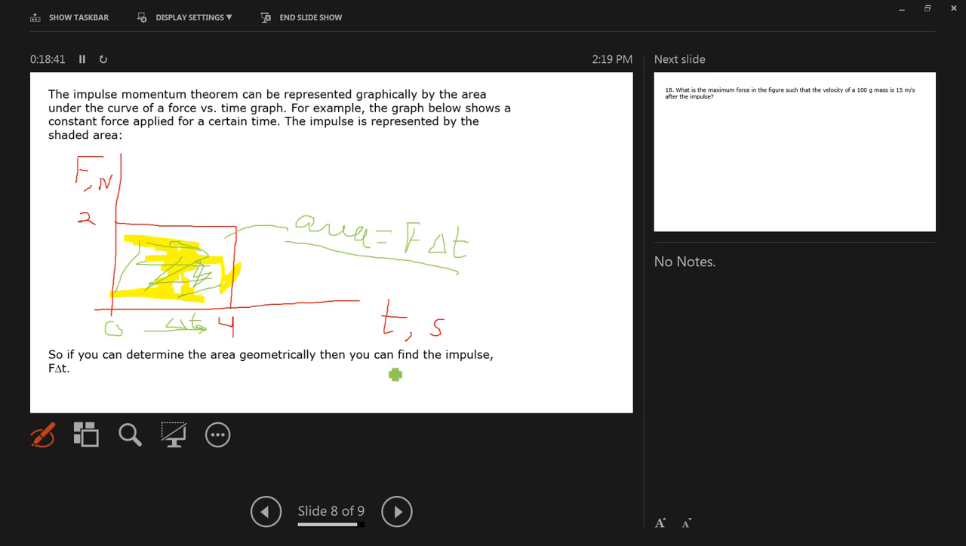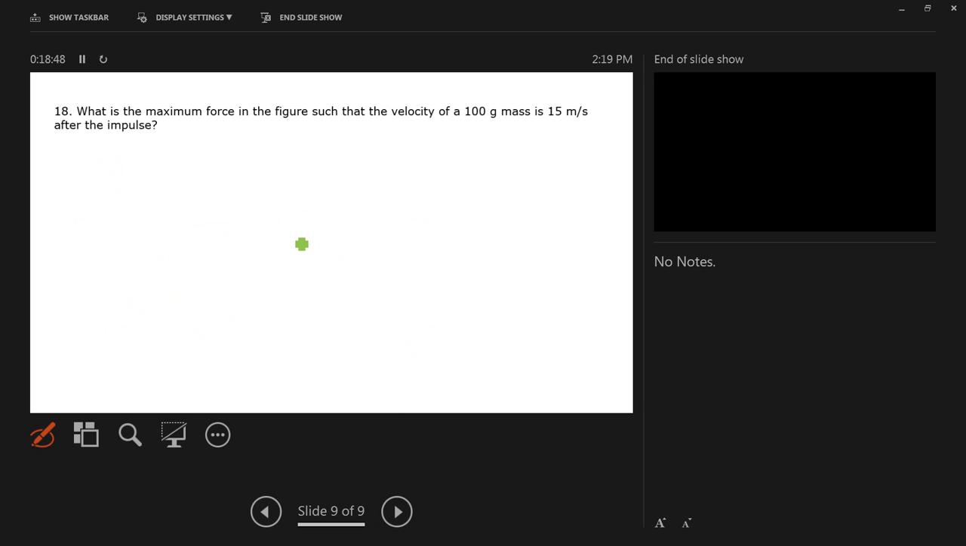All right, well, let's do a problem. What is the maximum force for the following? I need to go over here, and I believe this is problem 18. Yeah, it's 18. Okay, 18 looks like this. Try to draw this graph.